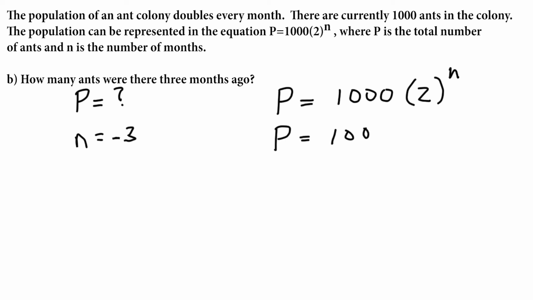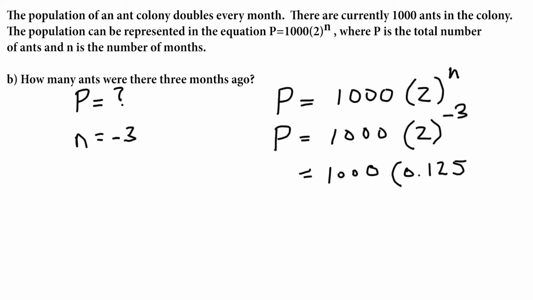Going to rewrite this with my n value plugged in. So 2 to the power of -3. And we're going to calculate this. We'll do the power first. We'll do 2 to the power of -3. And that is going to be 0.125. And now I'm just going to multiply that by 1,000. And I get 125 ants.